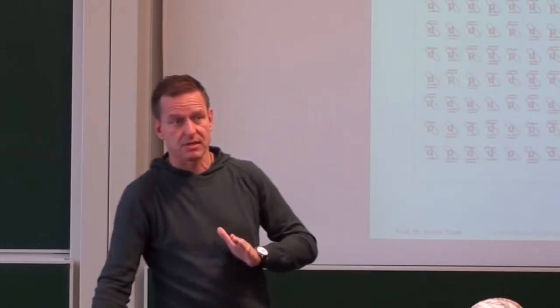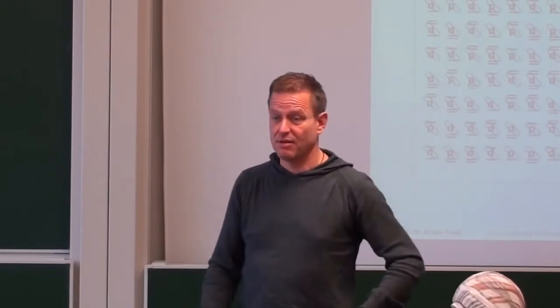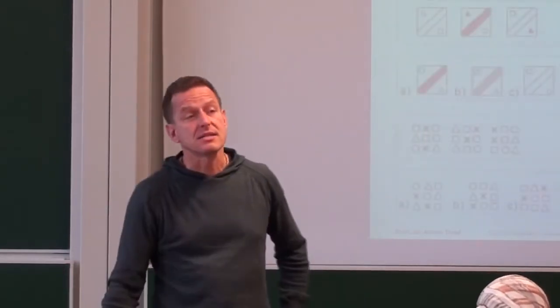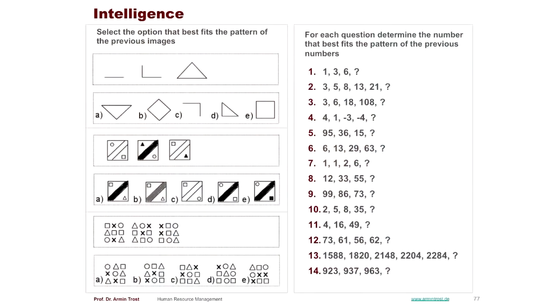This is about concentration. The most important kind of tests in that area are probably intelligence tests, right? So I just took some examples here. You will find in almost every test about intelligence the task on the right-hand side. You get a sequence of numbers, and you must figure out what is the next one. 1, 3, 6.